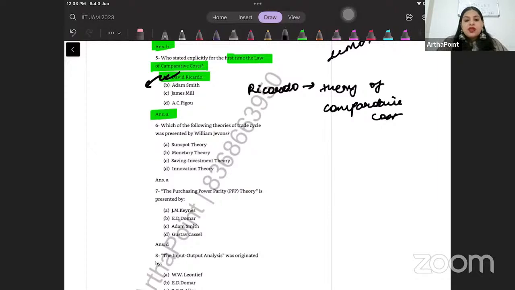Next question, beta. Which of the following theories of trade cycle was represented by William Jevons? अब ये थोड़ा सा समझना पड़ेगा आपको. You have to do a bit of the trade cycle और business cycle also. उसमें सब कुछ नहीं करना, but जिसने भी जो भी suggest किया है, जो भी theories दी हैं, उसके नाम पता होना जरूरी है. और उसके बारे में और पढ़ लो तो very good, but at least नाम पता होना जरूरी है.